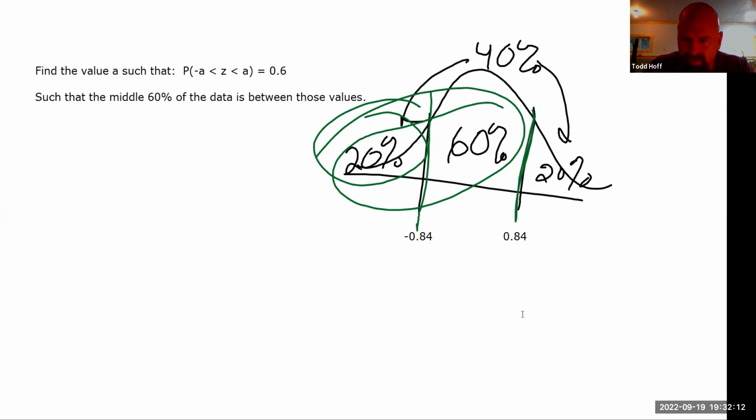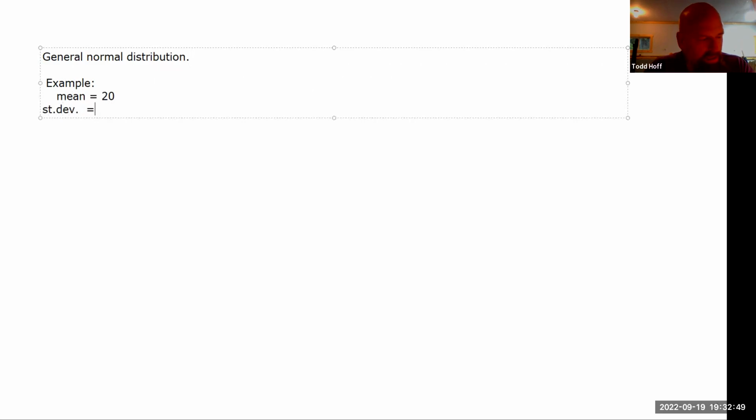Well, that is the standard normal curve. Let's look at a general normal distribution, a generic normal distribution. In a general normal distribution, the mean can be anything and the standard deviation can be anything. So for our example here, let's look at the mean, mu, of 20 and the standard deviation of 5.